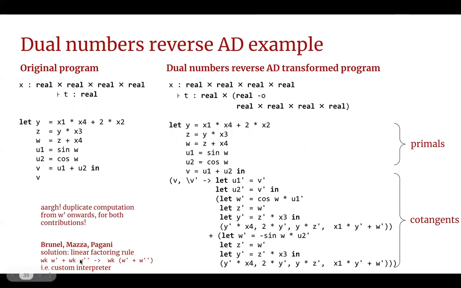So that means you need to write a custom interpreter. And we want to do as much at compile time as possible and not rely on a custom interpreter, but just rely on standard compiler tool chains. And that does work for regular AD in reverse, without dual numbers.